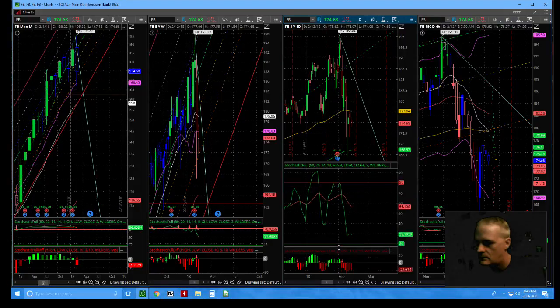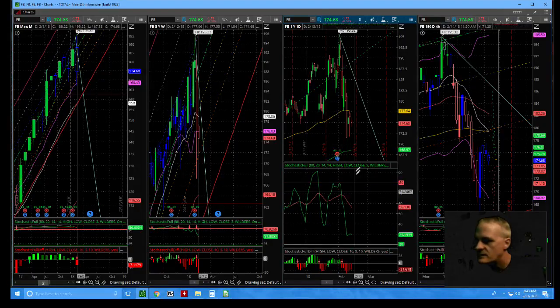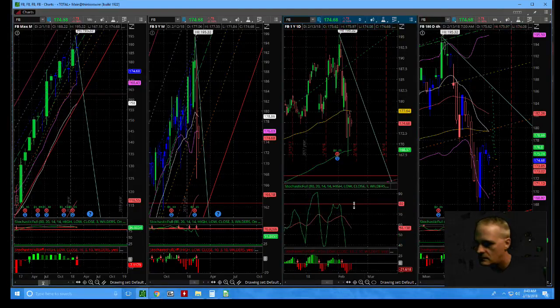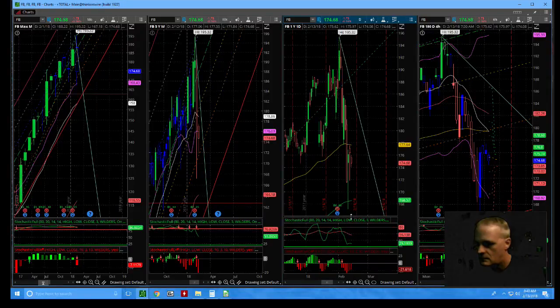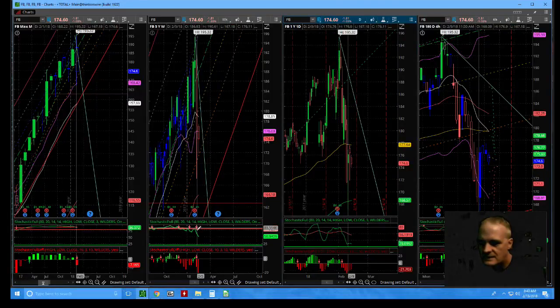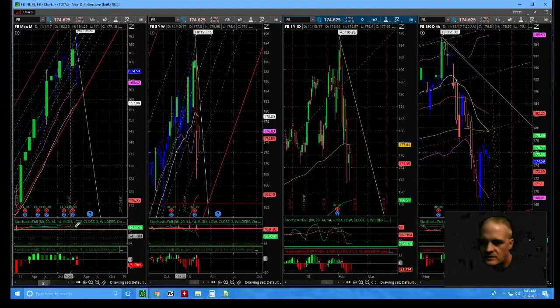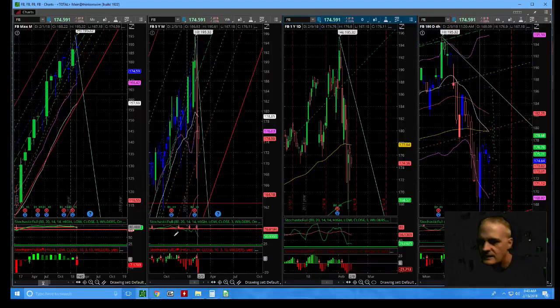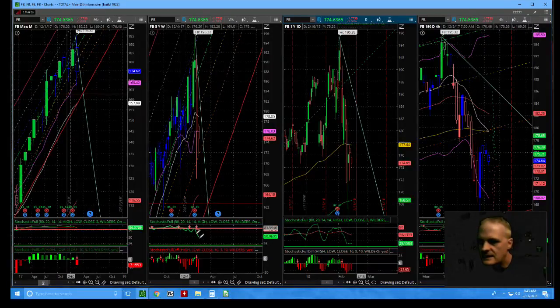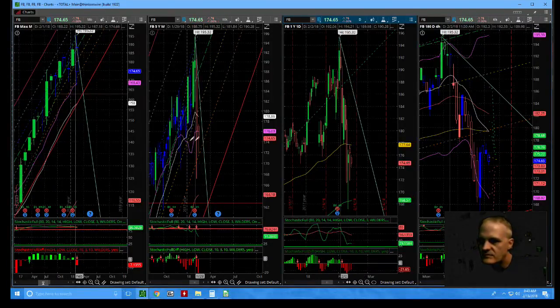I think you can already start to see why I view Facebook as a short because of the stochastics here across the week and the month time frame. Now granted, this is still forming, but this has been oversold for so long. I think we know what direction it's headed. This is leading it down. This is the week, this is the month.